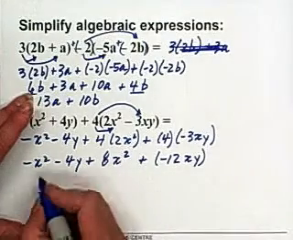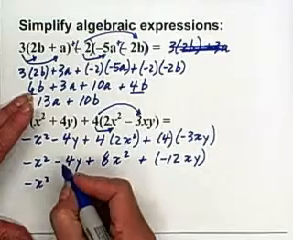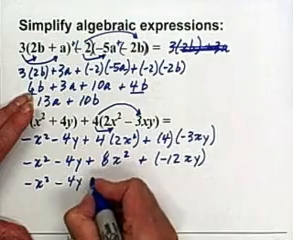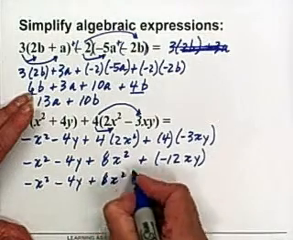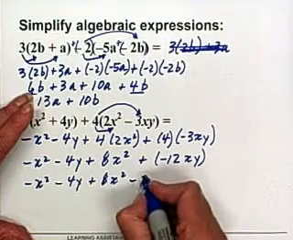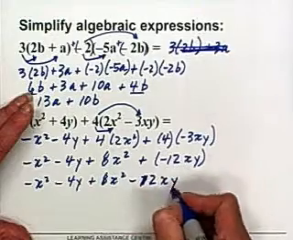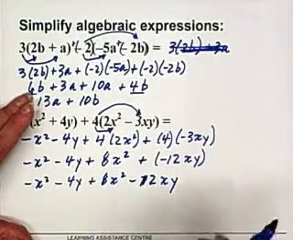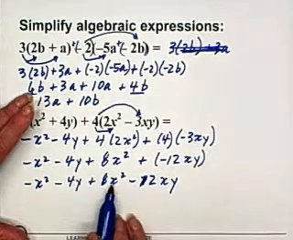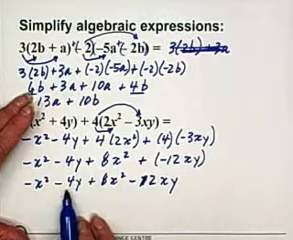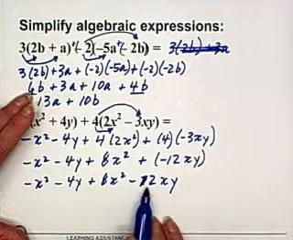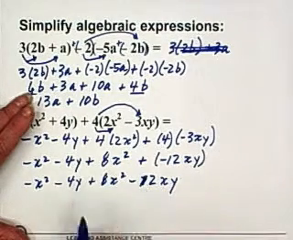And let's just rewrite this. Minus x squared minus 4y plus 8x squared. The plus with the minus changes to a minus, so it becomes minus 12xy. Now we look for like terms. We know the minus x squared and the 8x squared are like terms. The minus 4y, there's no other y term here, and there's no other xy term. So these ones will be left the way they are.